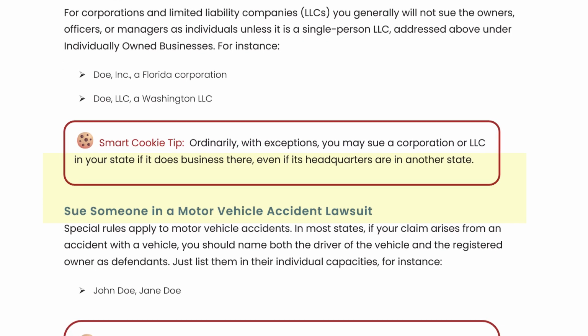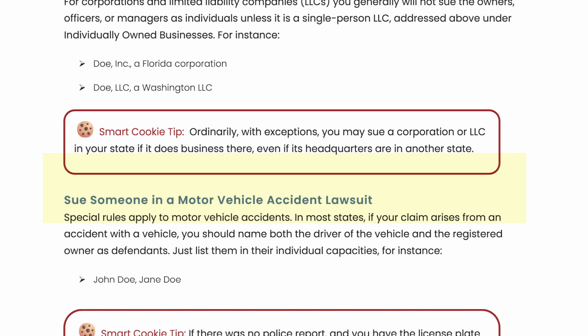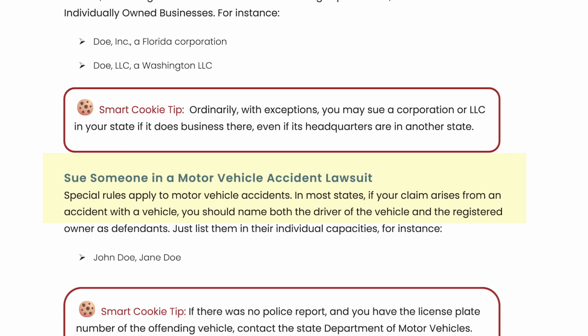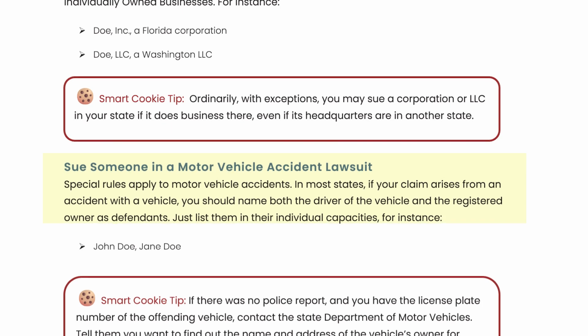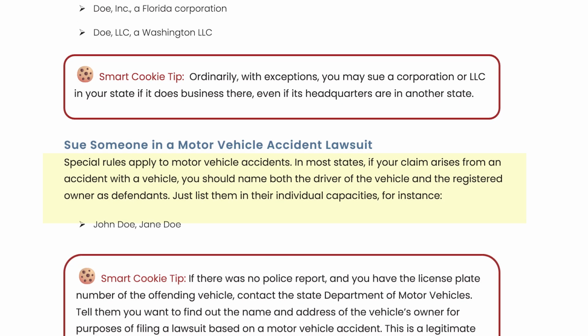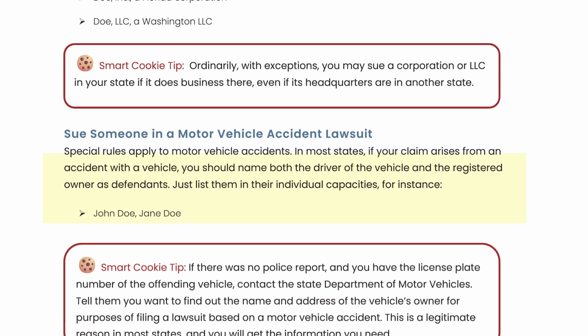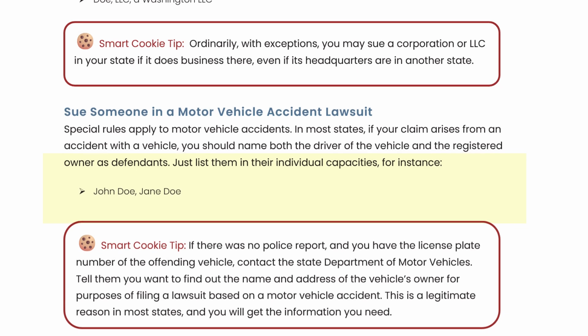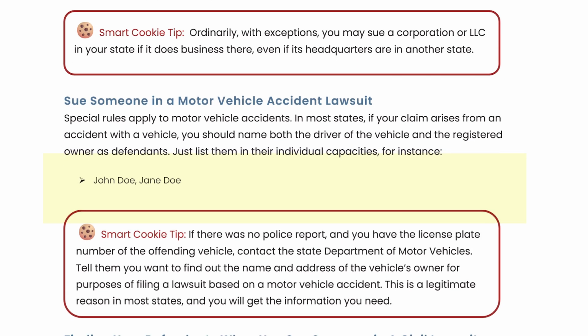Suing someone in a motor vehicle accident lawsuit. Special rules apply to motor vehicle accidents. In most states, if your claim arises from an accident with a vehicle, you should name both the driver of the vehicle and the registered owner as defendants. Just list them in their individual capacities, for instance, John Doe, Jane Doe.